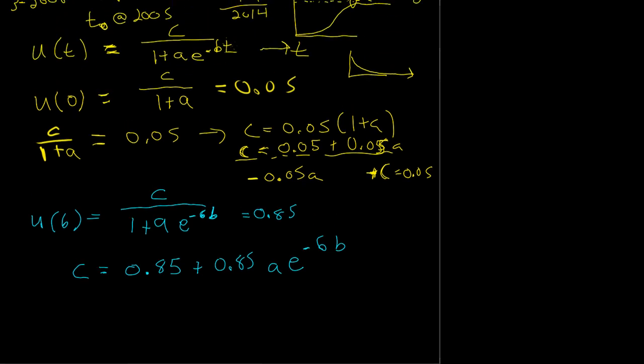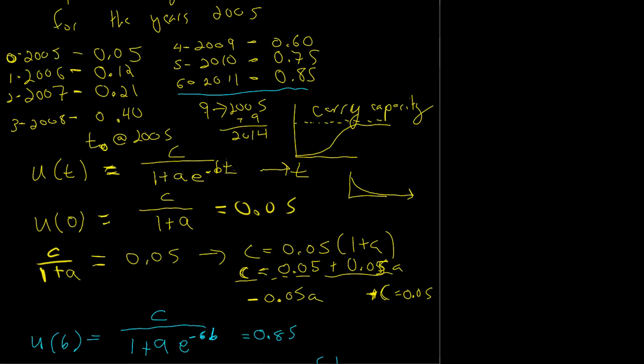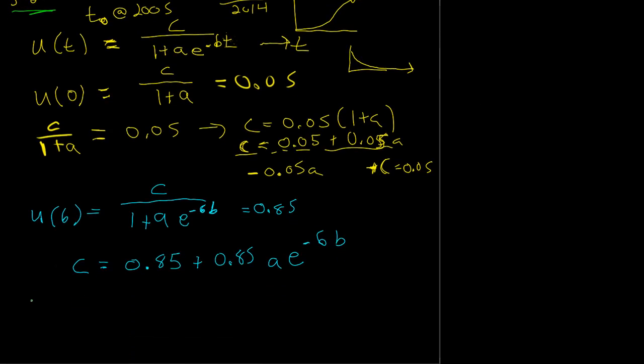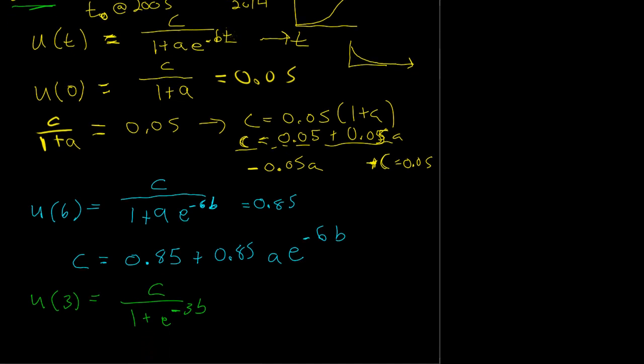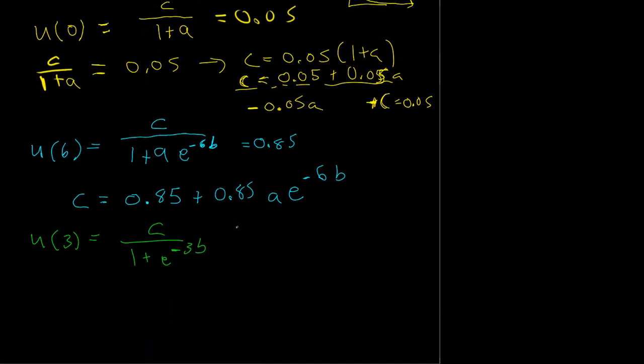So let's grab my other one. I think I'll go, let's see, there's 6 of these, so I'll go right in the middle. I'll grab that one. So I'll say u of 3 is equal to c over 1 plus e to the negative 3b. And that's 0.14. Or 0.40. Not 14, sorry.